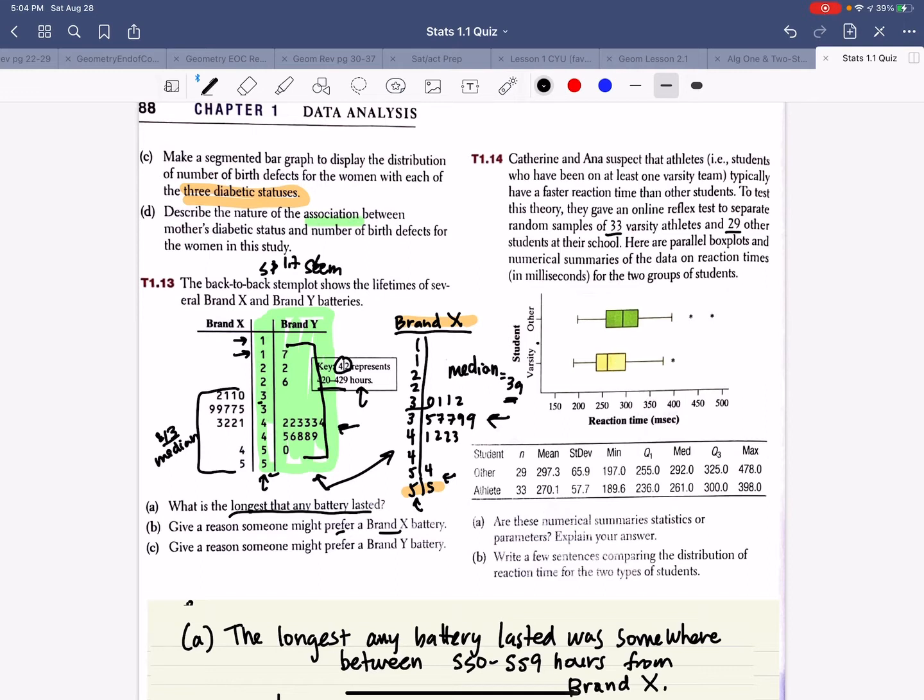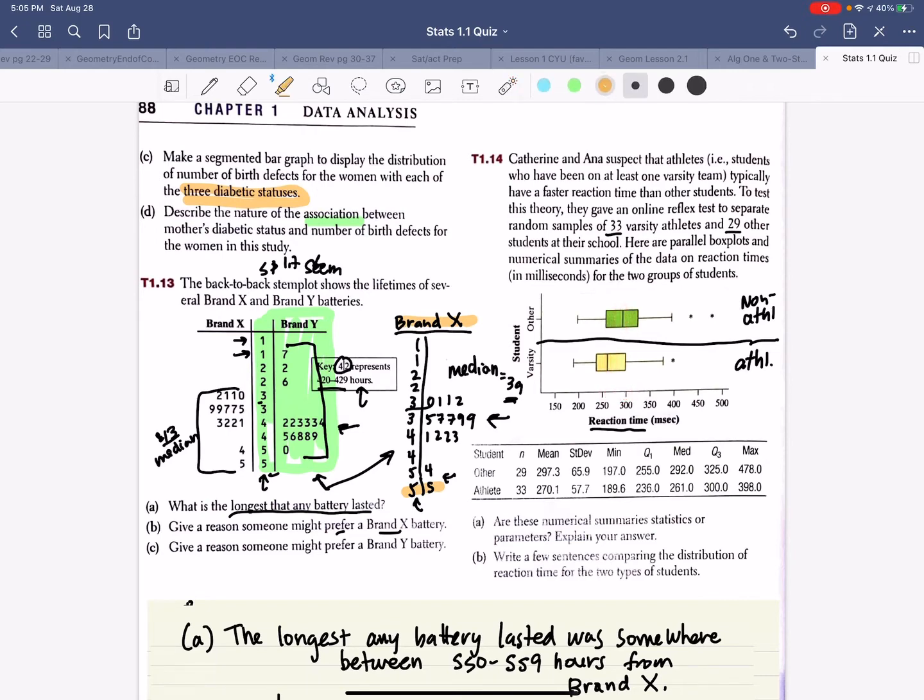So these are the athletes, right? And these are the non-athletes. Here are parallel box plots and numerical summaries of the data on their reaction times. So reaction time, just like speed, you want the lowest time possible because you did it the quickest. As we look here, a typical student reacted at around 300, a typical athlete reacted much quicker, right?